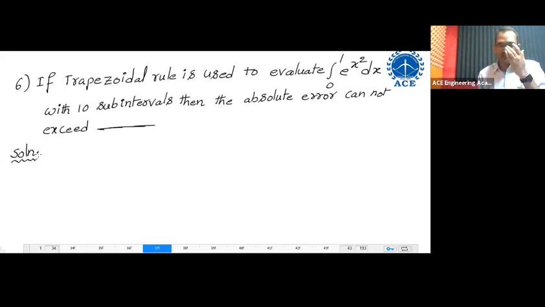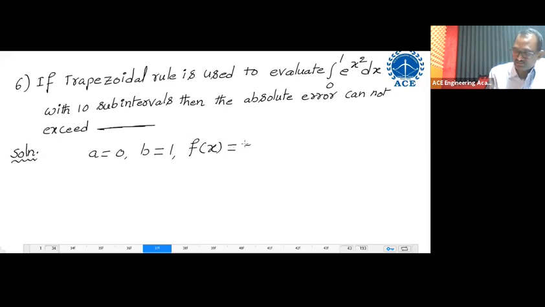The error formula I gave already. The integration lower limit is a. The integration upper limit is b. The integrand means omit the integration symbol and dx symbol, and choose the remaining part as f of x. That is called the integrand. In the trapezoidal rule formula, the error term contains M2. M2 means the maximum of f double dash x.